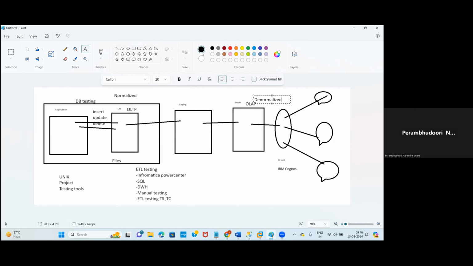Why? What is normalization? What is denormalization? We will discuss that later, in a separate class. Just remember OLTP is normalized and OLAP is denormalized. And why is it denormalized? OLTP is normalized to improve the performance of insert, update, delete operations, and OLAP is denormalized to improve the performance of select operations. That is fine.